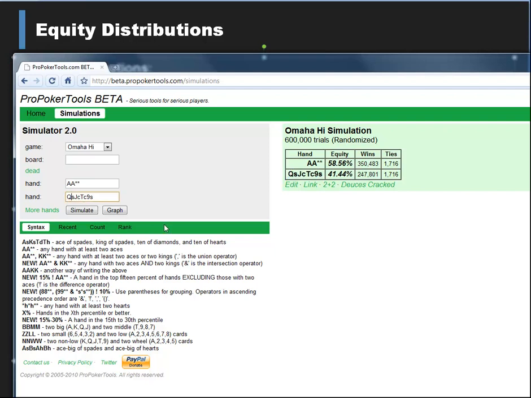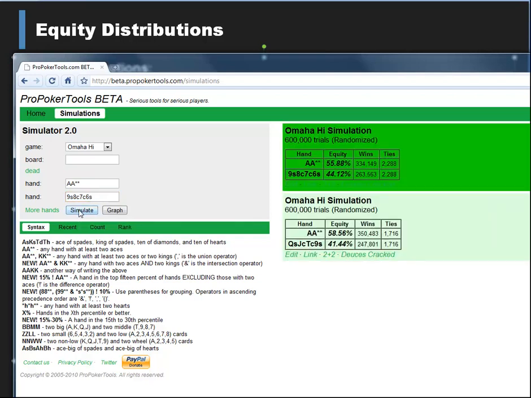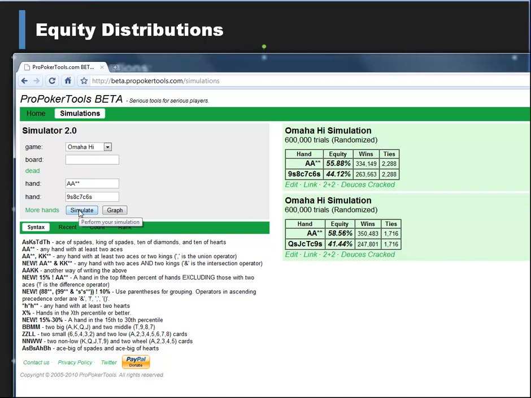Let me just show you something small. This hand and this hand seem extremely similar. They're both pure rundowns. The Queen Jack 10-9 double suited and 9-8-7-6 double suited, both pure rundowns, and both have two suits. So you might think that they have similar equity, but actually, you see that 9-8-7-6 double suited actually has 3% more equity than Queen Jack 10-9 double suited.